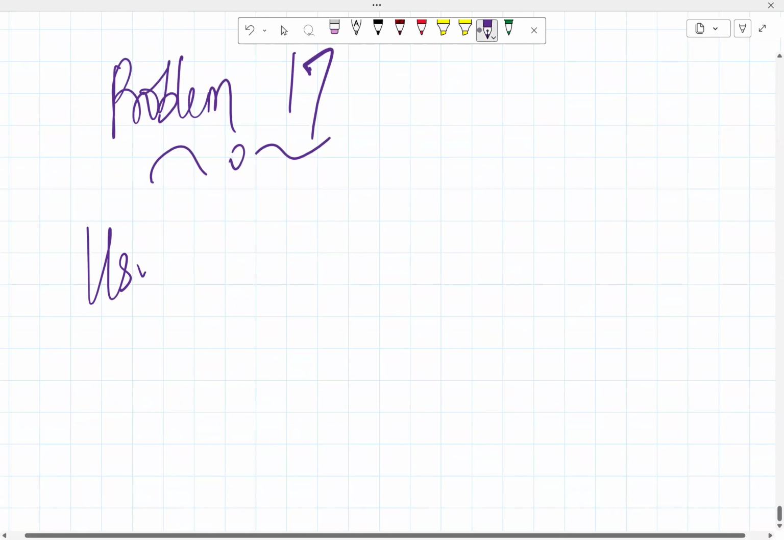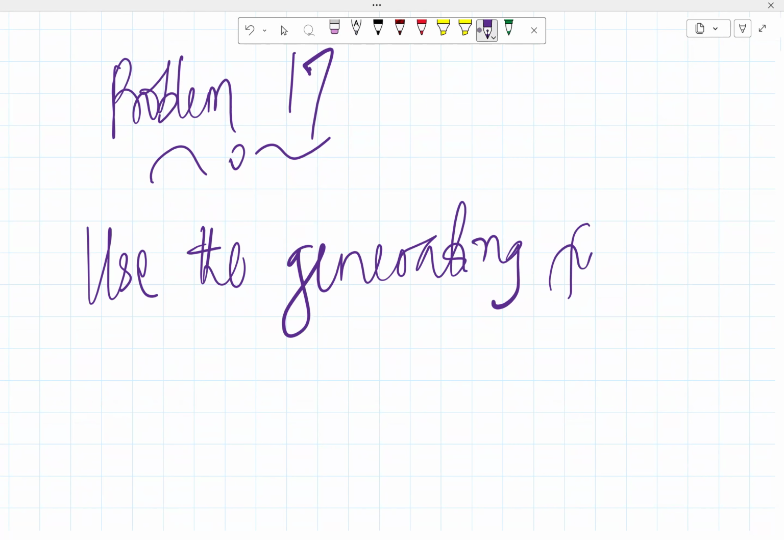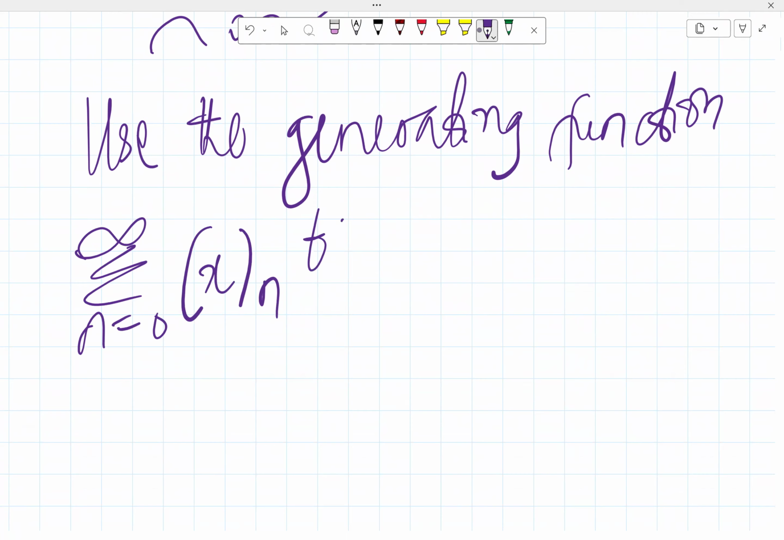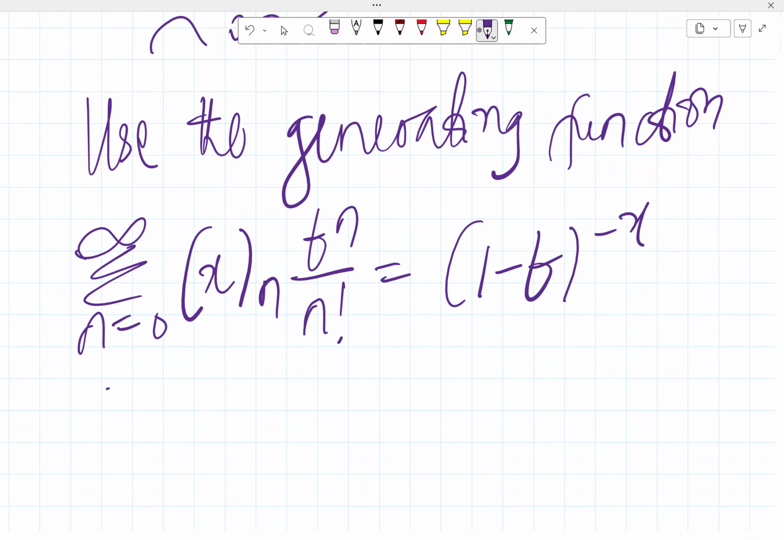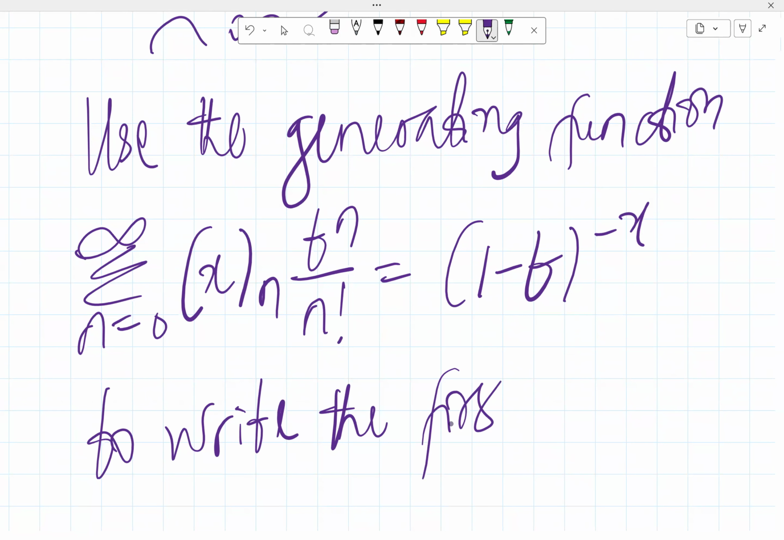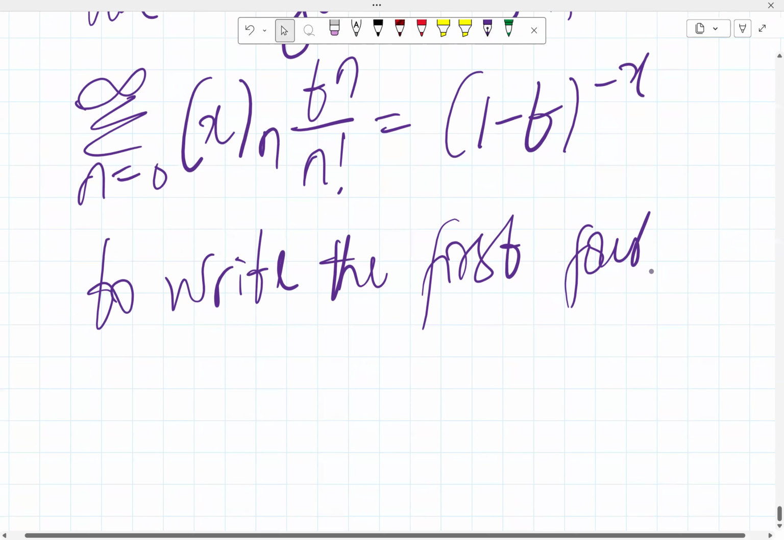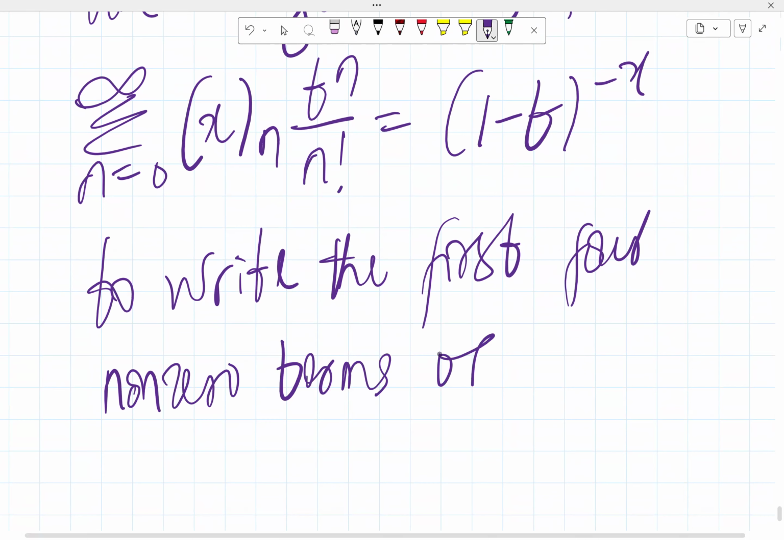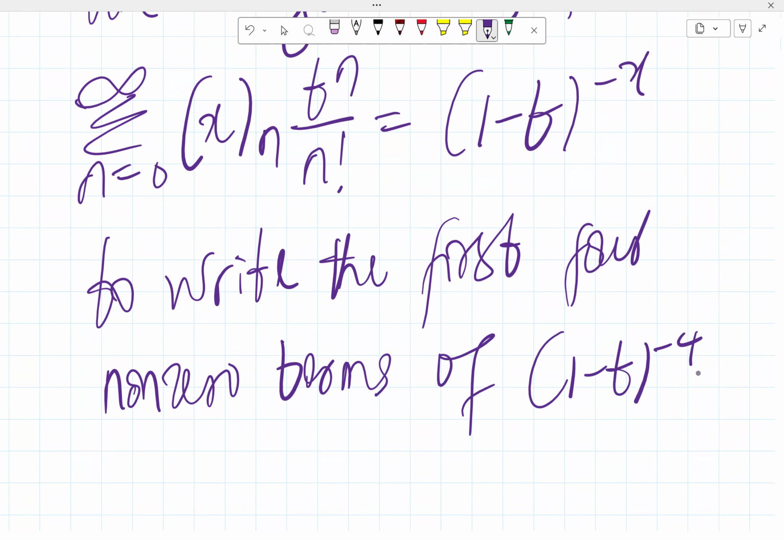So it says to use the generating function, summation from n equals 0 to infinity of x sub n t raised to power n over n factorial, which is 1 minus t raised to power minus x, to write the first four non-zero terms of 1 minus t raised to power minus 4.